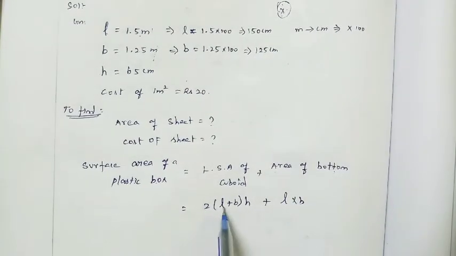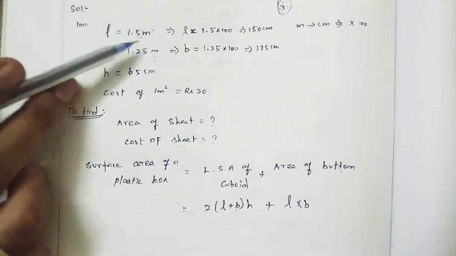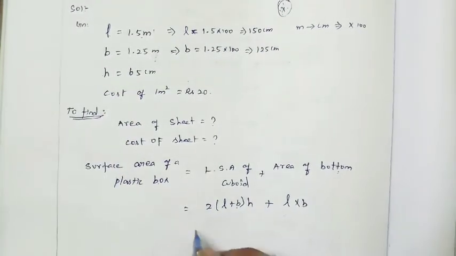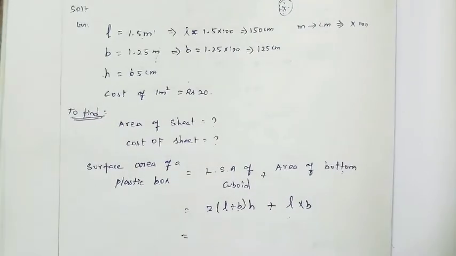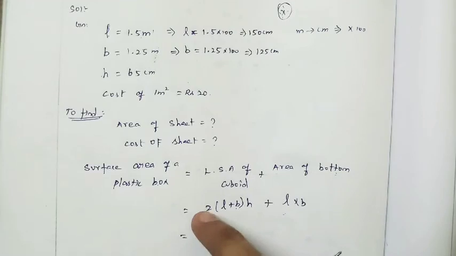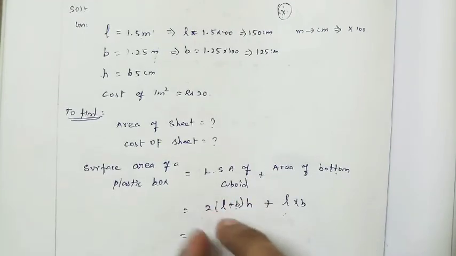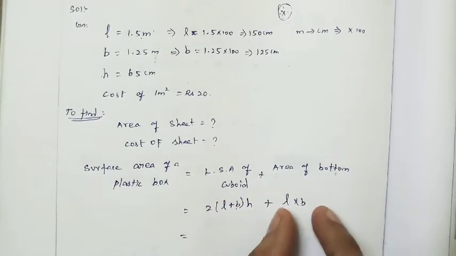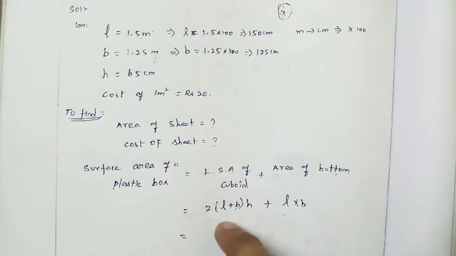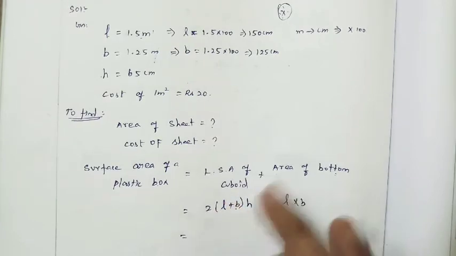Now we know the values L, B, H, the length, breadth as well as height. Substitute and simplify, we'll get the answer. So substitute one by one. See, now we are having two terms, right? This full one term and L into B another term. We have to simplify all the elements in the first term, and the same thing for the second term also. Only after that we have to add these two.